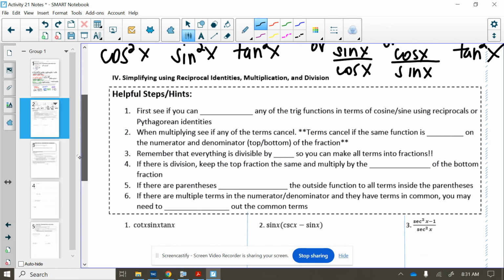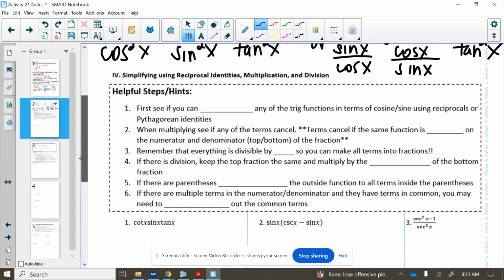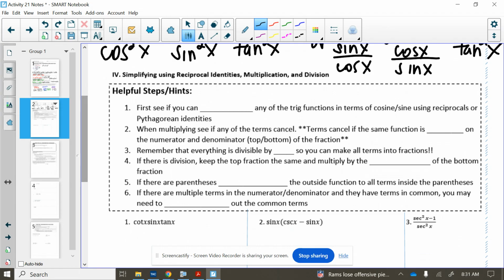Now, as we finish up with a couple more examples of simplifying, especially using a lot of these together, sometimes we will want to use some of these helpful steps or hints. For instance, we want to see if we can rewrite any of our trig functions in terms of sine and cosine, or using Pythagorean identities, or possibly their reciprocals to help us with simplifying.